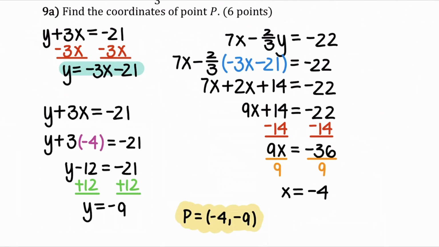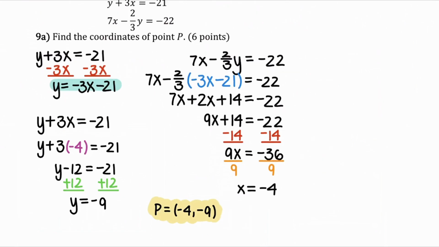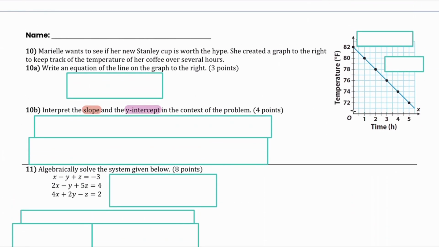Now because they ask us to find the coordinates of P, we have to express P as a coordinate, so P is negative 4 comma negative 9 in parentheses. Let's move on to the next question, number 10.